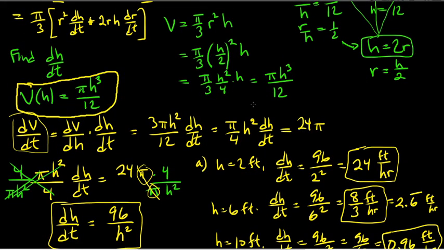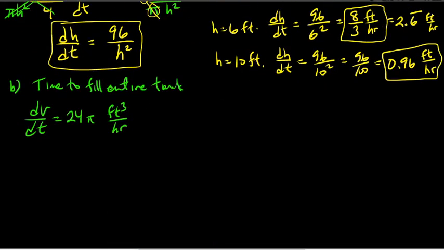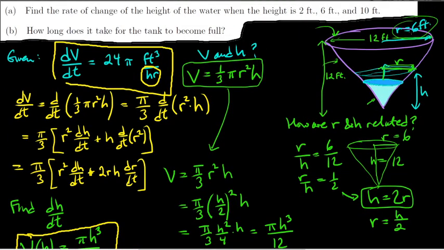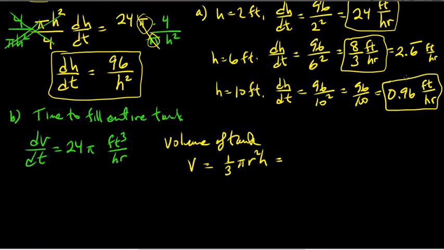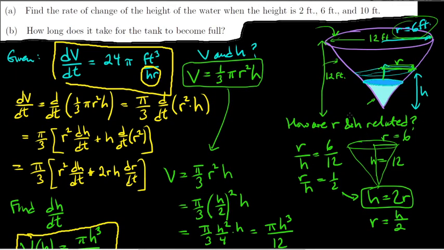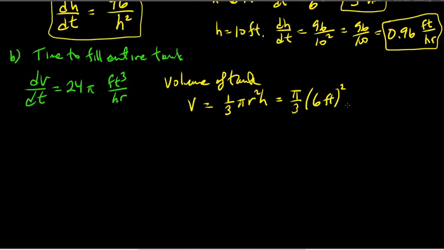And what's the volume of the entire tank? So the volume of the tank, well, remember the tank is a cone, so it's 1/3 pi r squared h. For the entire tank, r is not 12 feet, that's the diameter. So r is 6 feet. So this will be pi over 3 times 6 feet squared. And then h is 12 feet.